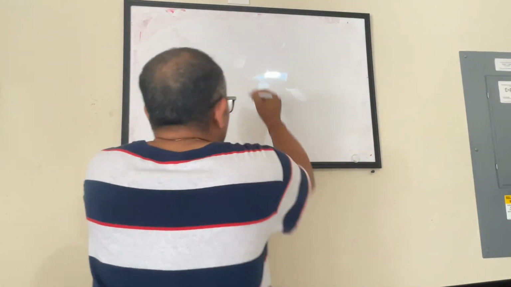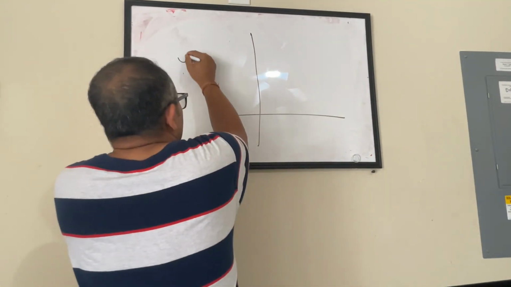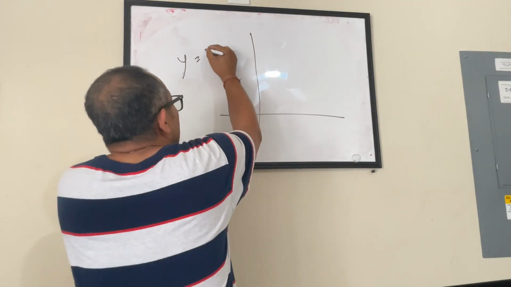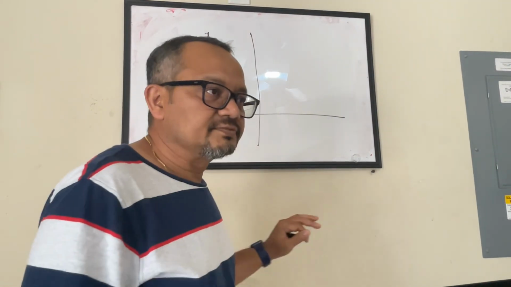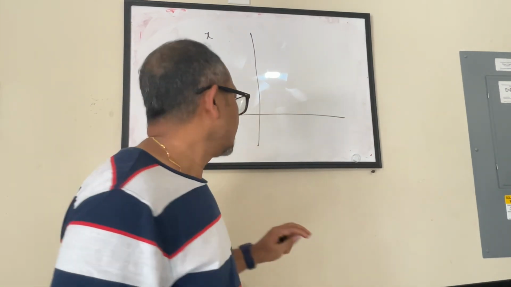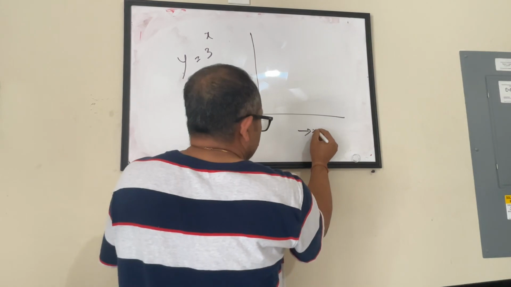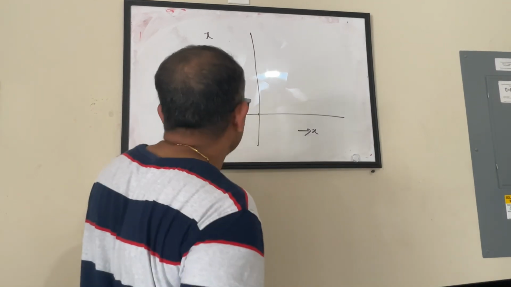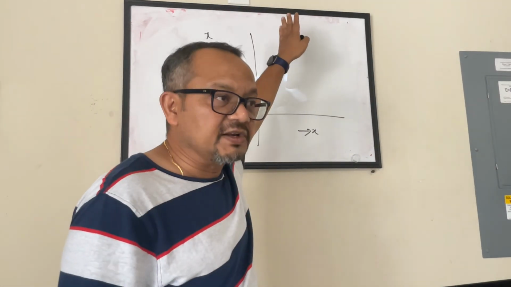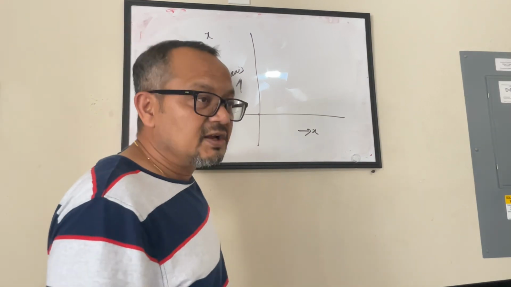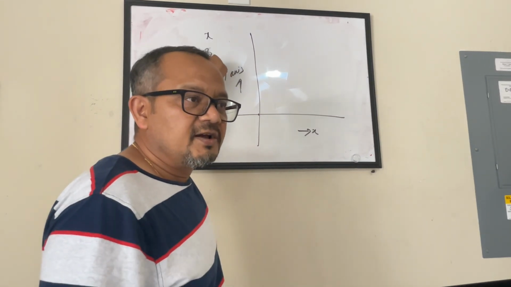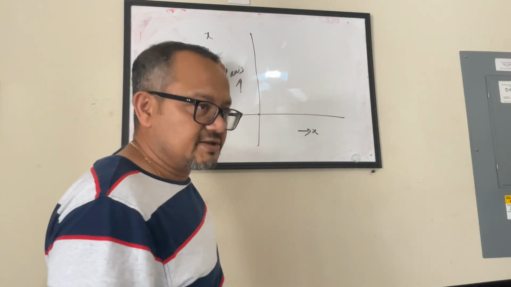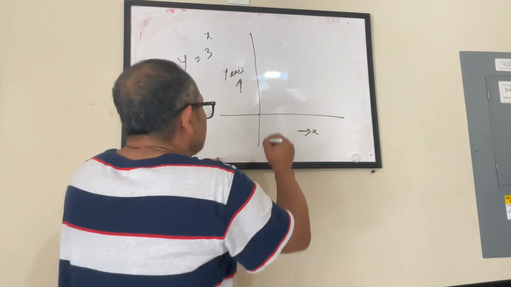Okay, so let's look at this graph. Let's say my exponential equation is y equals 3 to the power x. So this is my x-axis, this is my y-axis. Just by looking at this equation, we know that it has a positive slope because the base is greater than 1. Every increase of 1 in x makes the value of y increase, so it will be something like this.